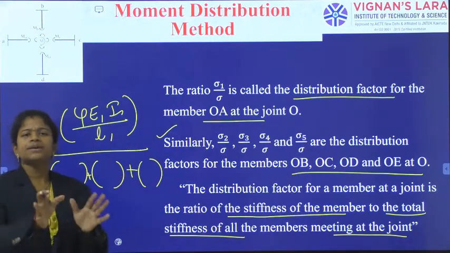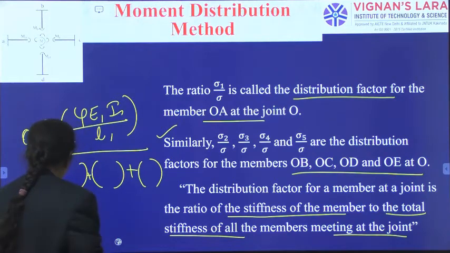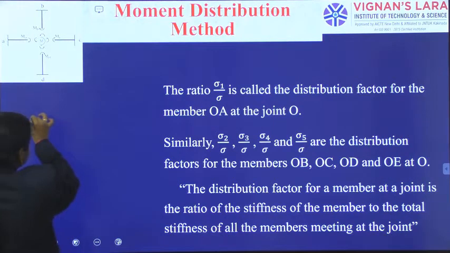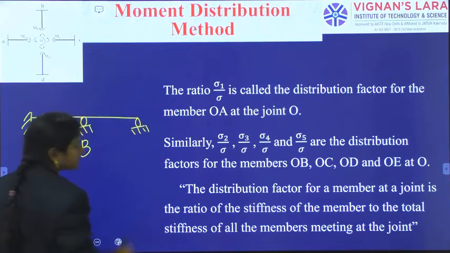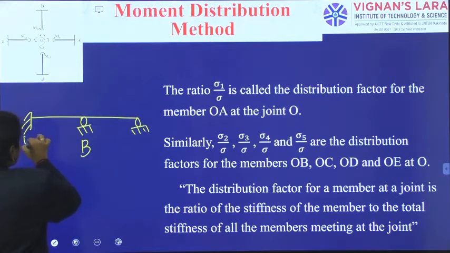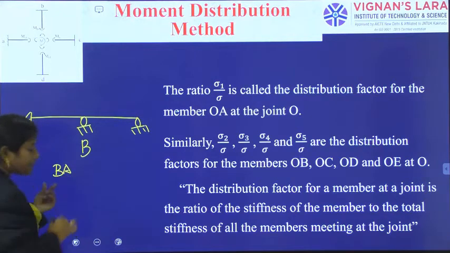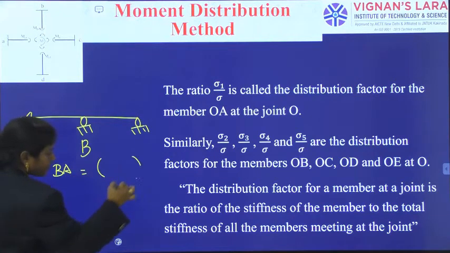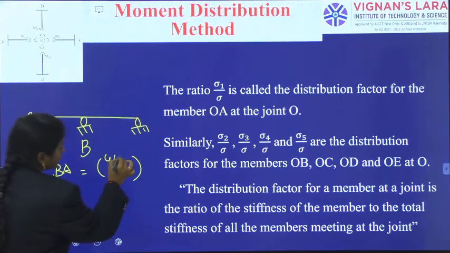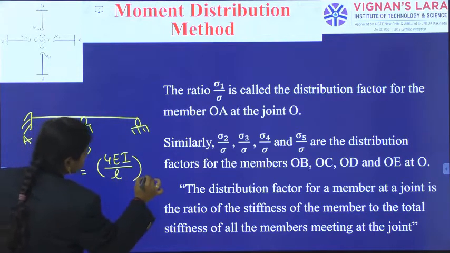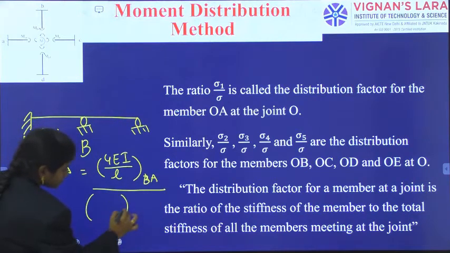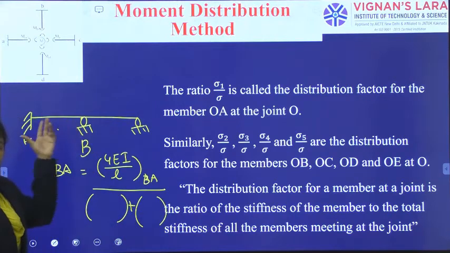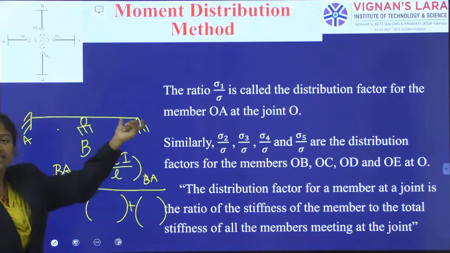Maybe if you see a simple beam which is continuous. As we have already mentioned, this may be our structure. So this one is B and here some other thing is there. Now, you can see the member BA can have some stiffness. Due to it being fixed, 4EI by L, which is for the segment BA, I am writing, divided by the total stiffness of the two members, the first member stiffness and the second member stiffness.